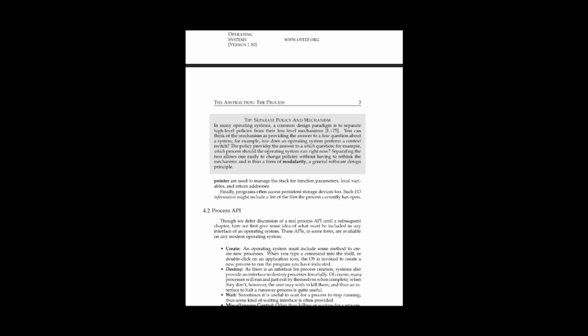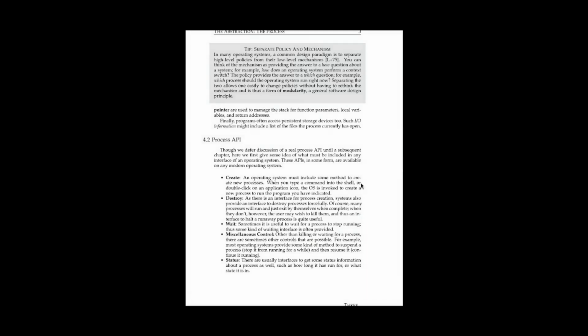Separating the two allows one easily to change policies without having to rethink the mechanism, and thus is a form of modularity, a general software design principle.